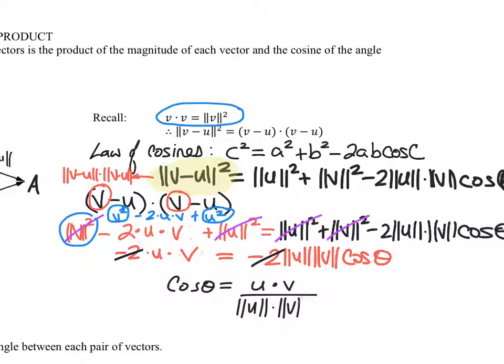Magnitude of u, magnitude of v on the bottom. Or the way the rule was stated above, u dot v is equal to cosine of theta multiplied by the two magnitudes in whatever order makes sense. So this is one variation of the rule, but this is the one that allows you to solve for an angle. It allows you to determine the angle between vectors.